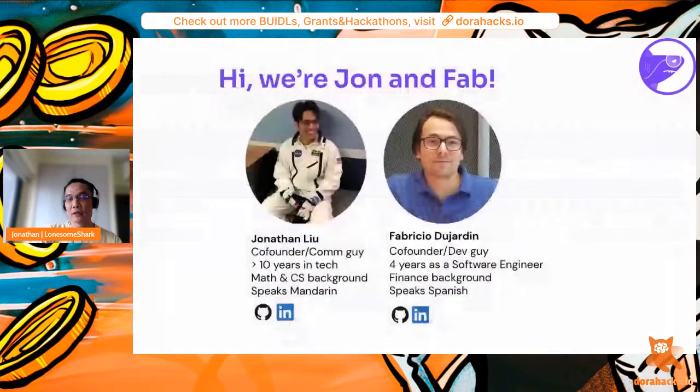This is the team. I'm Jonathan. I'm the communications lead. I've been working in tech for over 10 years. My background is math and CS, and I love connecting with people. So a large part of my job is talking to investors, talking to angels, and now through grants and donations, talking to all of you. I was born in Singapore, and I grew up in California.